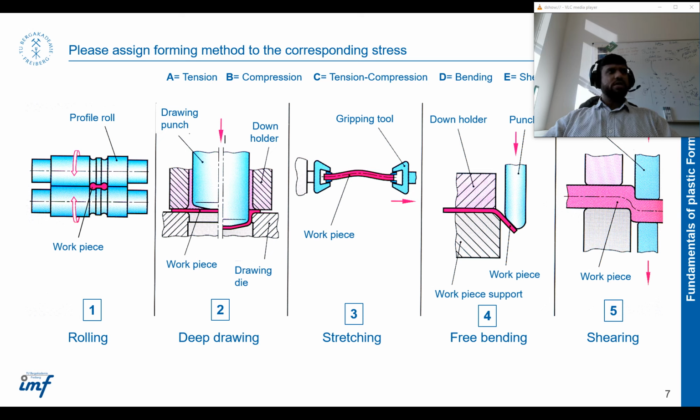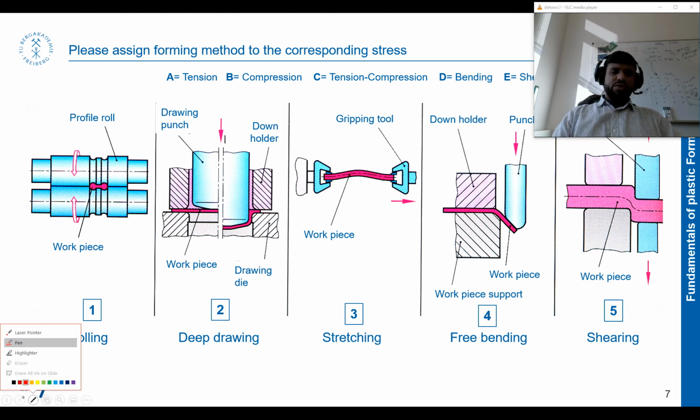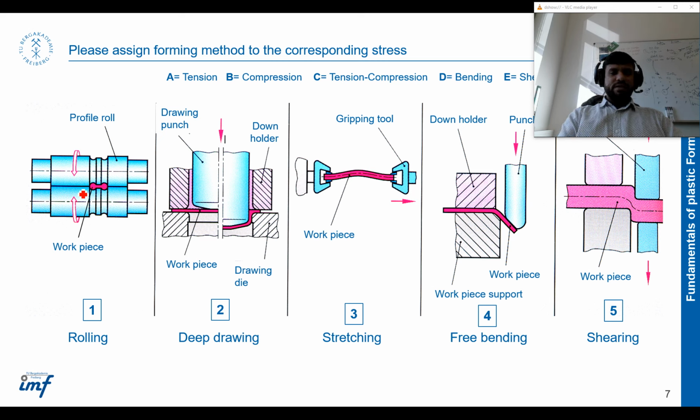Okay, interesting. I see that two students have voted for option A, which is tension, and two students have voted for C, which is tension compression. I would say it depends on the rolling process, whether it is forced rolling or free rolling. For now, I can see that the two arrows here are just representing the rollers being rotated, and there is no third force direction here.